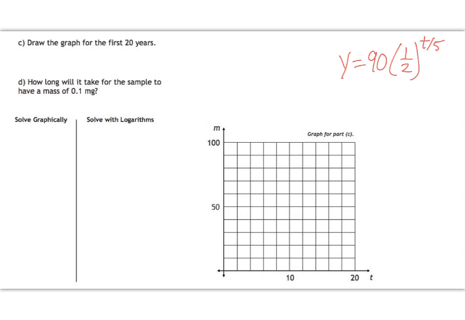All right, for the first 20 years, we know that this is going to be at 90, and at 5 years, 1, 2, 3, 4, 5, right in the middle, it's going to be at 45, and then at 10 years, it would be at 22.5, so that would be like that. At 15 years, it would be at 12.25, and our graph is going to look something like this, gradually going down towards 0.